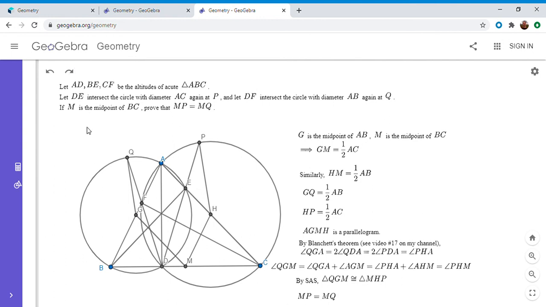So this is a fun one. There's actually another way to prove it using congruent triangles. So if you want, you can see that in the link in the description of my video, where you can see the solutions of other posters on the Art of Problem Solving forum.